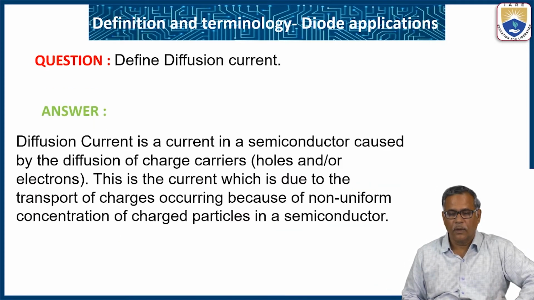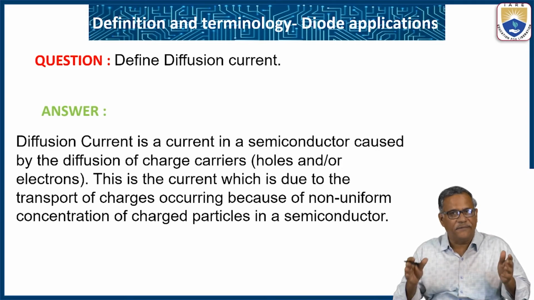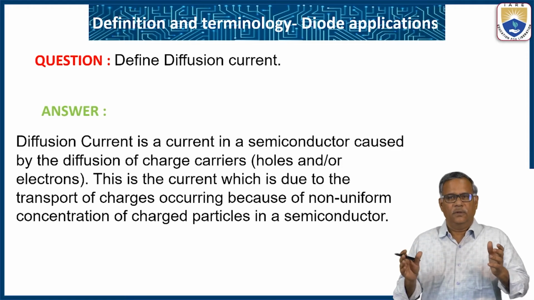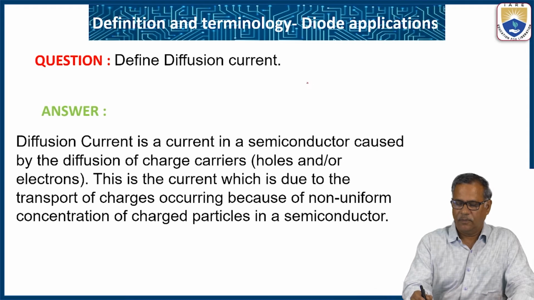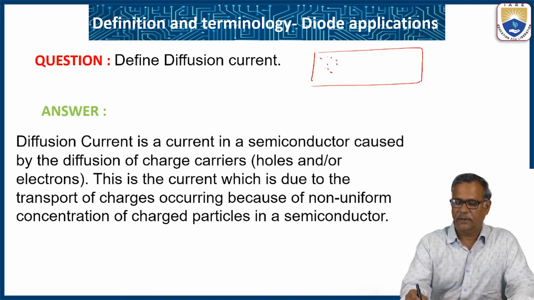Now define diffusion current. It is a current in a semiconductor which is caused by the diffusion of charge carriers because of the difference in the concentration gradient. So this is a current which is due to the transportation of charges occurring because of the non-uniform concentration of charged particles in a semiconductor. Suppose you take a semiconductor bar, a p-type bar, and let us say it is non-uniformly doped. That means we have more holes here.